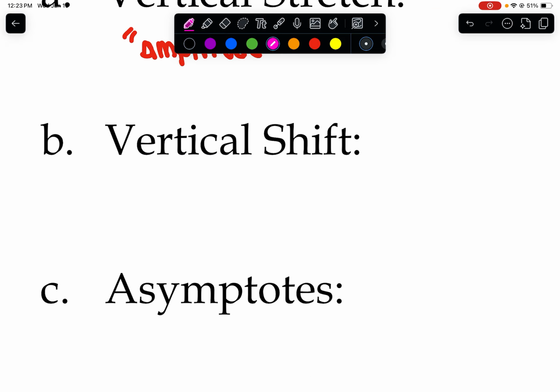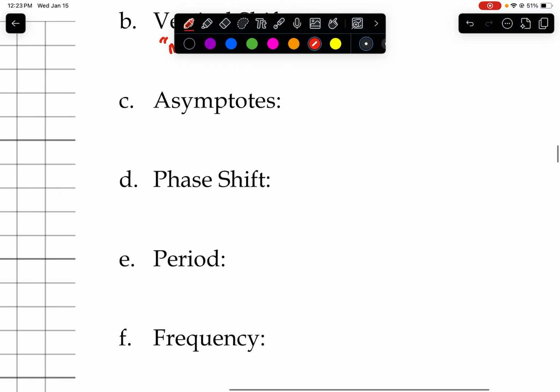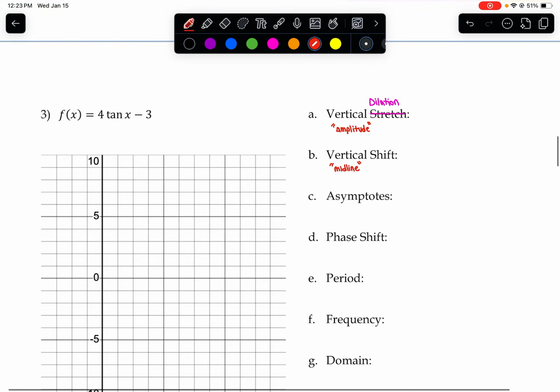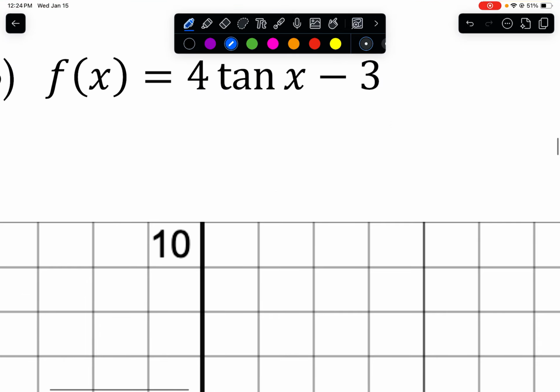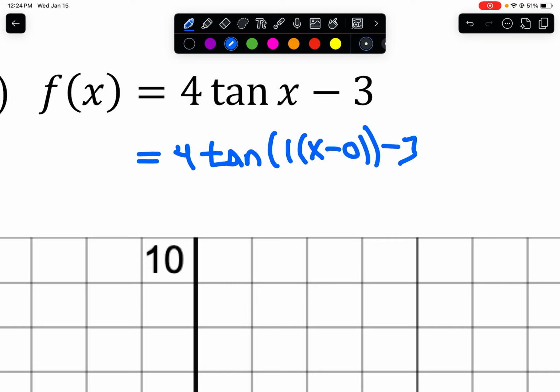Your vertical shift is going to be your quote-unquote midline. And then we're also going to include the asymptotes, and then we're still going to have the phase shift, the period, frequency, and all the fun stuff. So we're just adding in a couple other things and changing a few details. So of course, let's go ahead and expand. So for tangent, parentheses 1, x minus 0, minus 3. Now, of course, you're not going to be required to expand, but I do believe it helps a lot of you, especially when you're first starting out. When you get more comfortable, by all means, you don't have to expand every single problem.